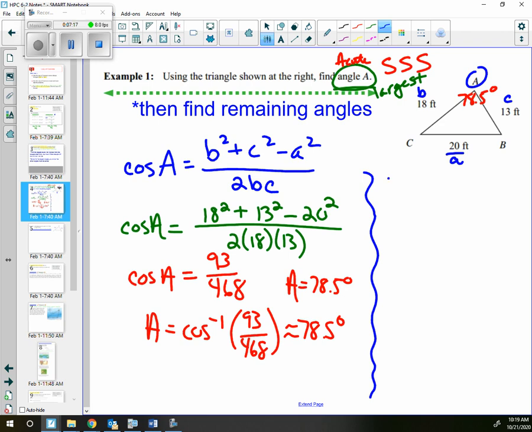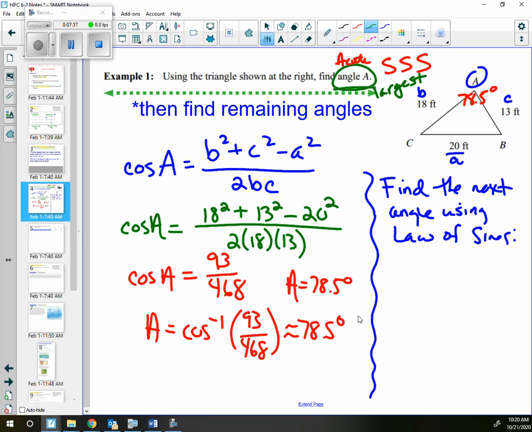So we're going to find the next angle using law of sines. We can use everything we know about angle A and side A to do that. Let's see what we want to find next. Let's keep going down and find the next largest angle. So I'm going to just find angle B.